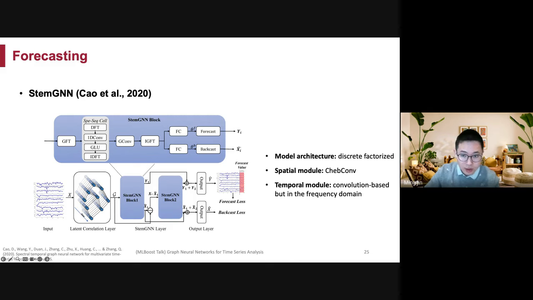And for the spatial module here, it actually uses ChebConv. ChebConv is a type of spectral GNN, so it's a spectral GNN based model. And for the temporal module here, you could find that it uses the 1D conv, so it's convolution based. But note that this operation is placed in the frequency domain, because you do the discrete Fourier transformation first, and then you filter the information in the frequency domain. So all of the information here, no matter spatial or temporal, is processed in the frequency domain and then cast back to the time domain or graph domain. Okay, so that's the idea of StemGNN in 2020.